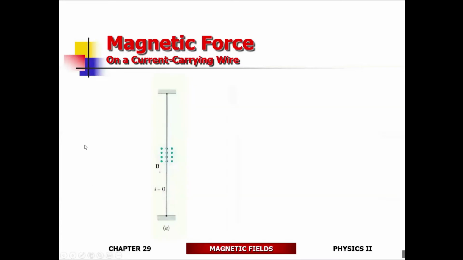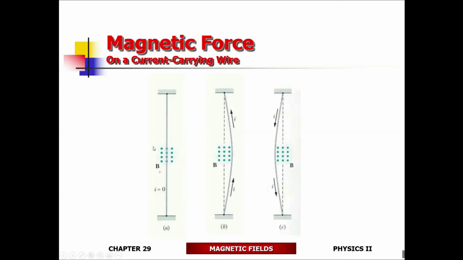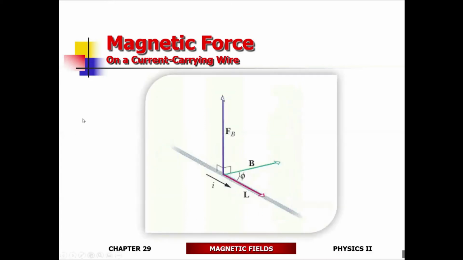All right, so no current. The magnetic field is coming out of the page here. As soon as you run a current in the upward direction, notice that the wire gets deflected to the right. And then if you reverse the direction of the current, the wire is gonna get deflected to the left. All right, so the current goes up, deflection is to the right, current is coming down, the deflection is to the left. So what's causing that to happen?